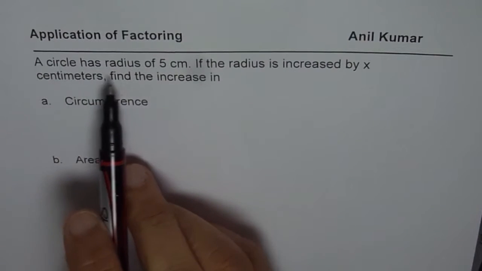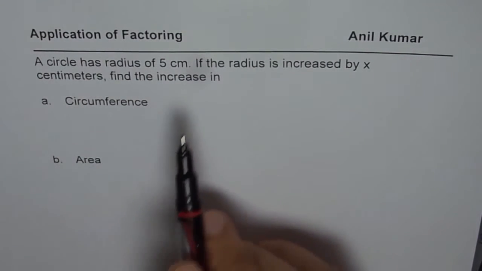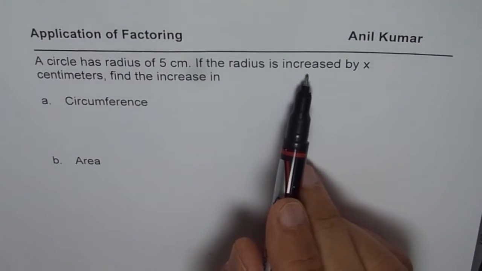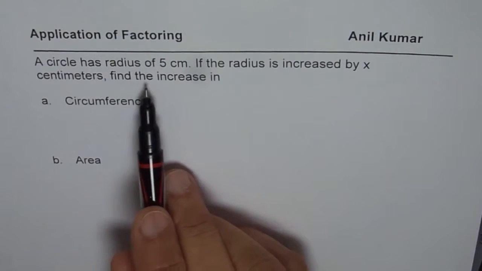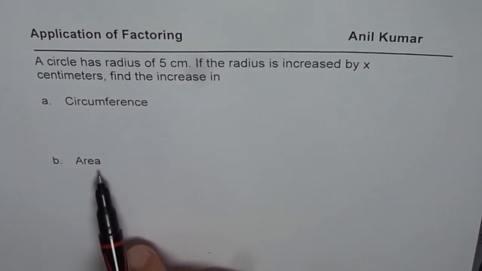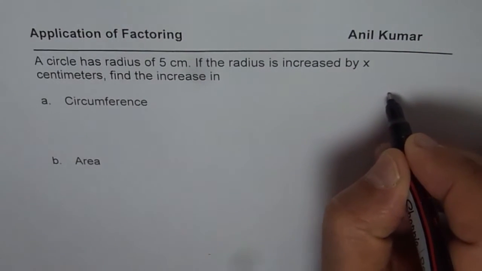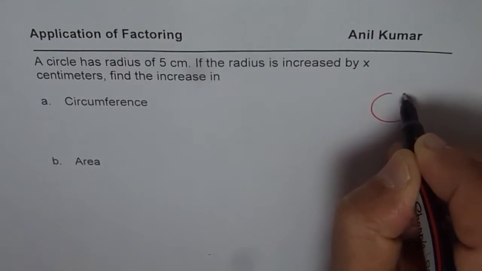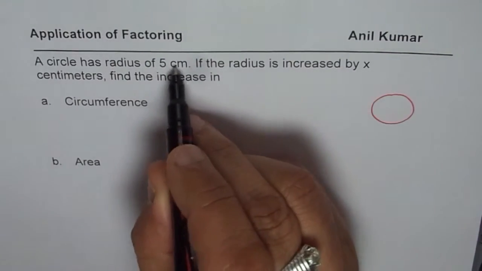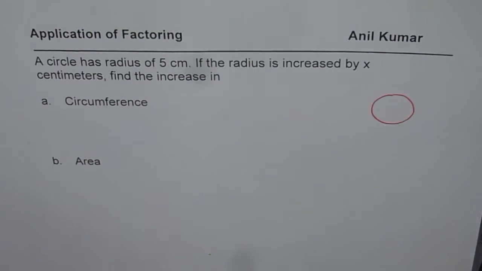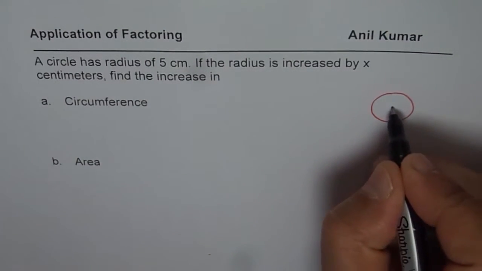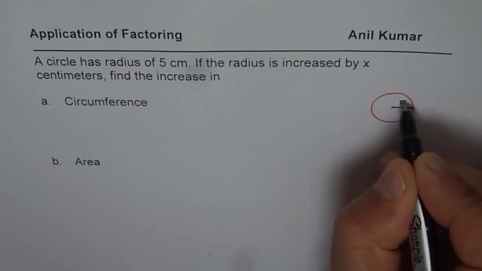A circle has radius of 5 centimeters. If the radius is increased by x centimeters, find the increase in circumference and area. So let's try to understand the question first. We have a circle, and let us say that the radius of the circle is 5 centimeters. So this circle has a radius of 5 centimeters.